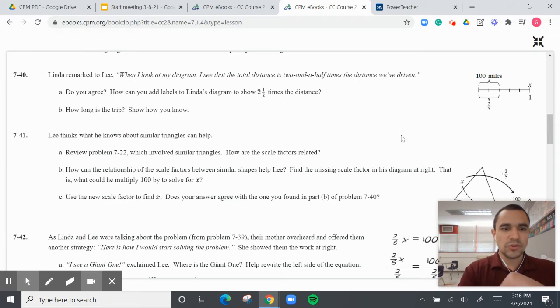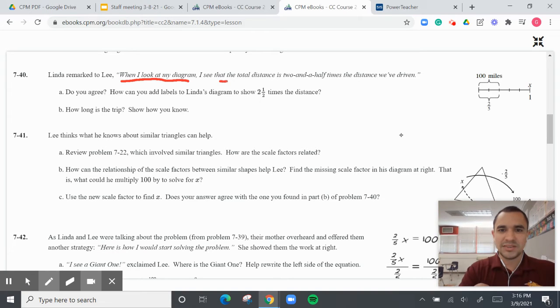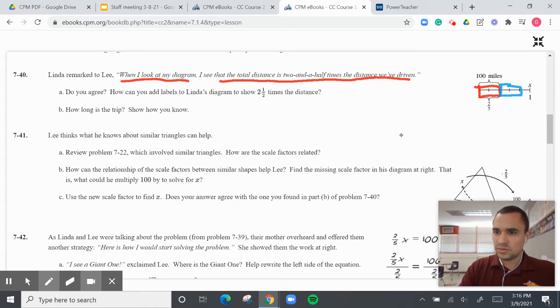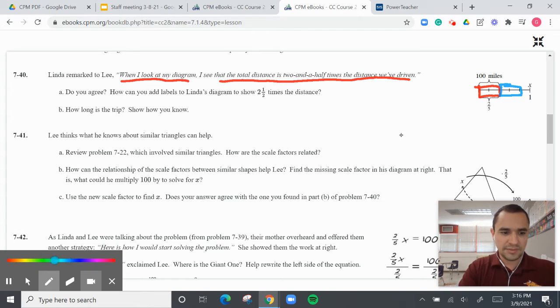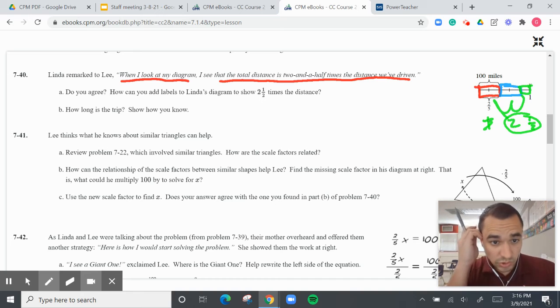All right, so 740. When I look at my diagram, I see the total distance is 2.5 times the distance we've driven, because here we have 1, and then we have another 2, and then we have a half. There's a half right there. So that's 1, 2, 1/2. So 2.5 right there. All right. So do you agree?